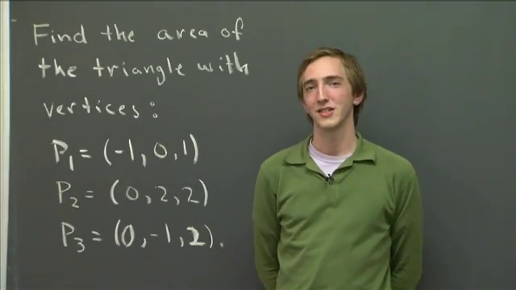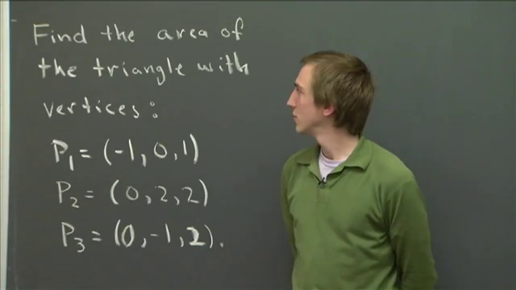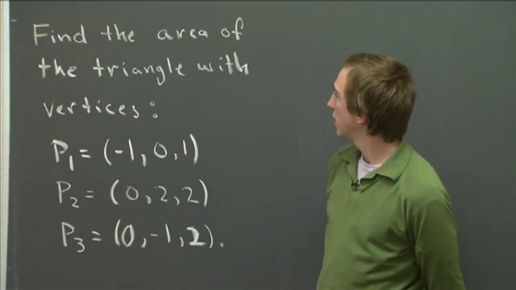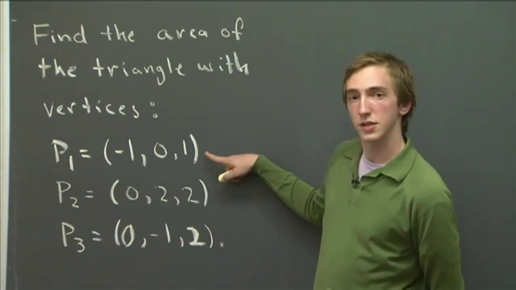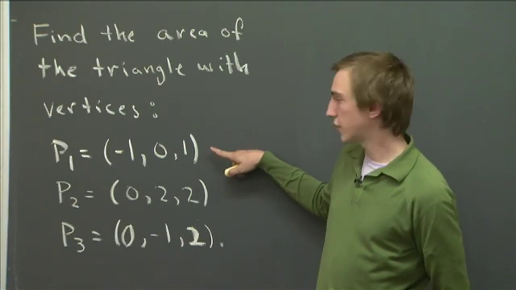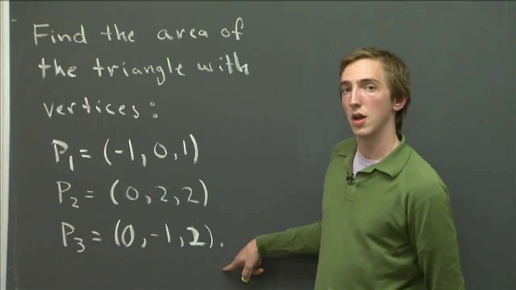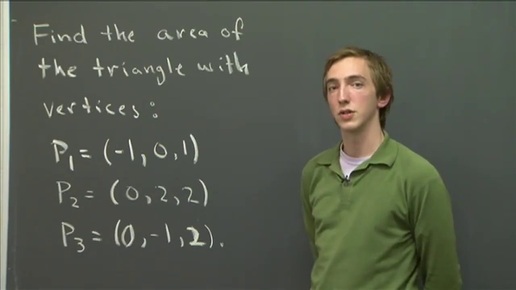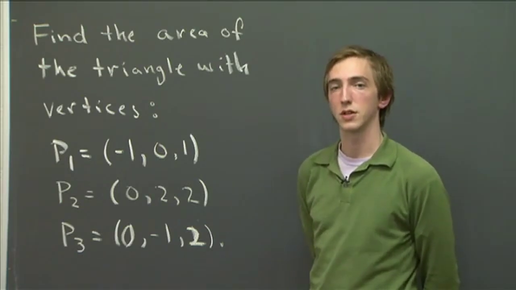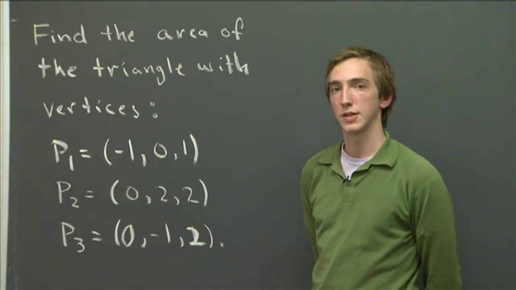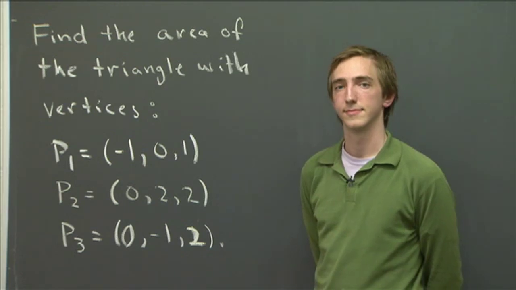Hello and welcome back to recitation. In this problem, I'd like you to compute the area of a triangle. This triangle sits in space and it has its 3 vertices labeled here as P1, P2, and P3. We're going to compute this area using the cross product, which we learned about in lecture. So why don't you take some time to work this out, pause the video, and we'll check back in a minute and see how I did it.